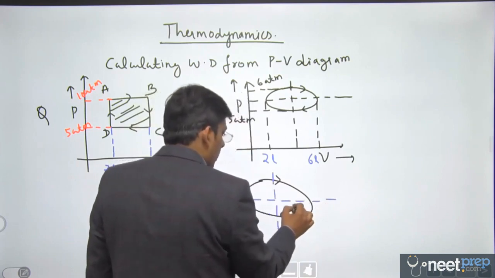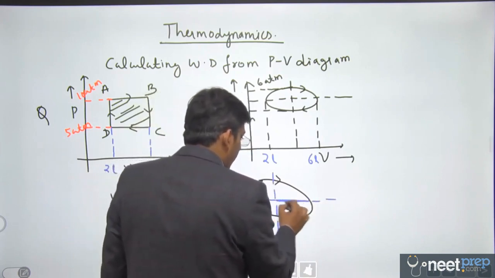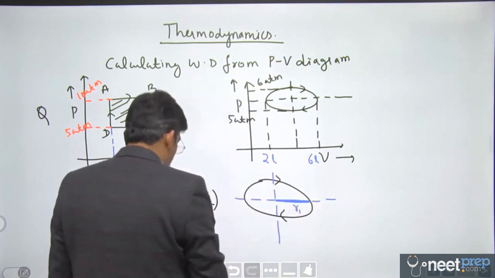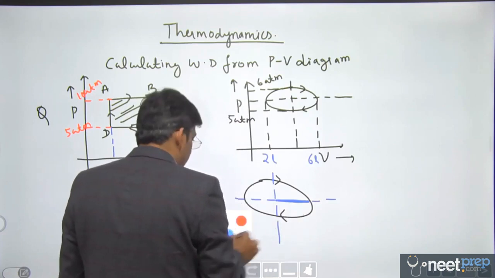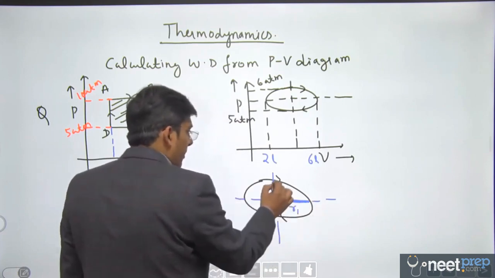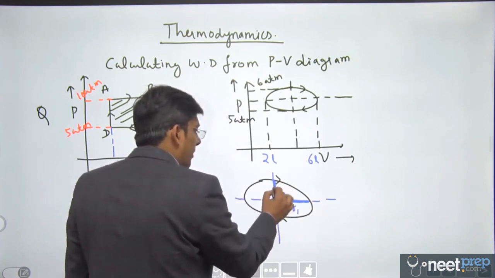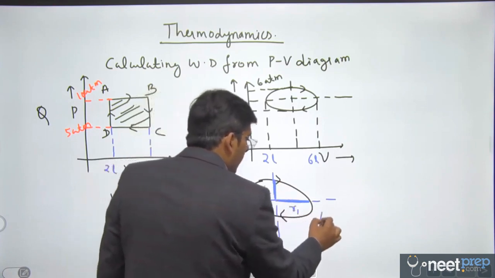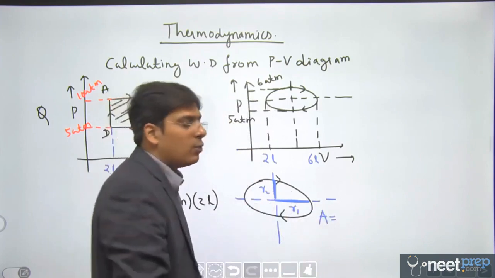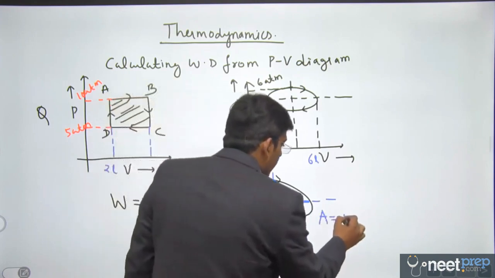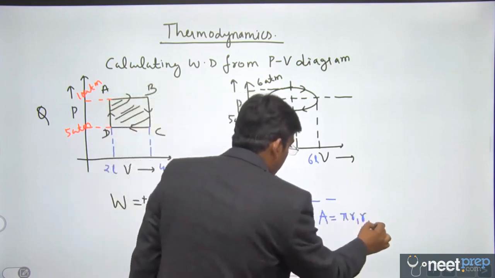This is the radius r1, or you can say that this is half of the major axis, the semi-major axis, and this is half of the minor axis, r2. The area bounded by an ellipse would have been pi r1 into r1, that is pi r1 square, if it were a circle. Since it is an ellipse, its area is pi r1 r2.